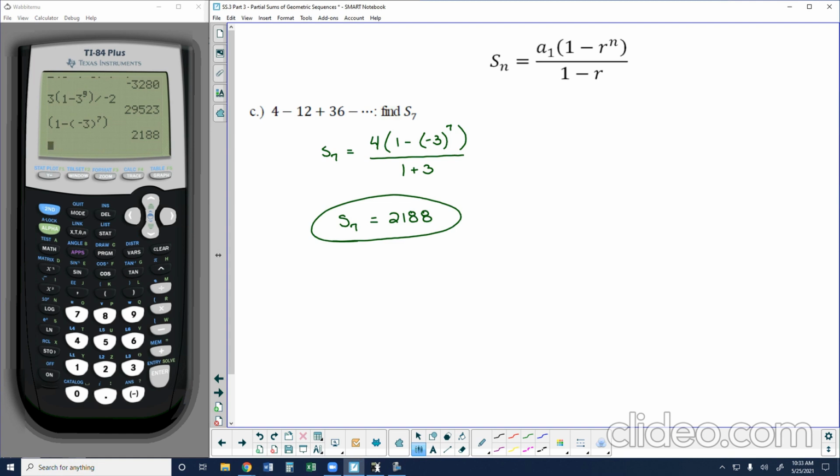So here we have some examples of finding partial sums of a geometric sequence.